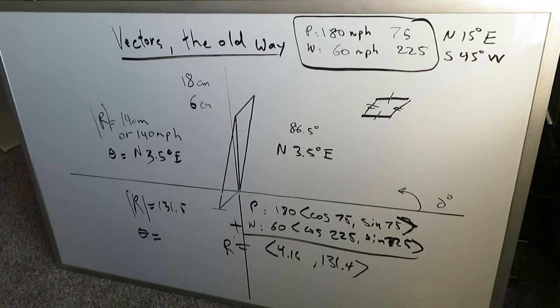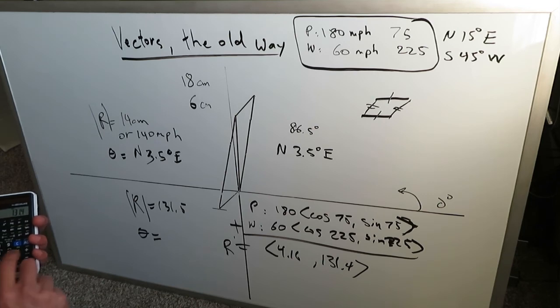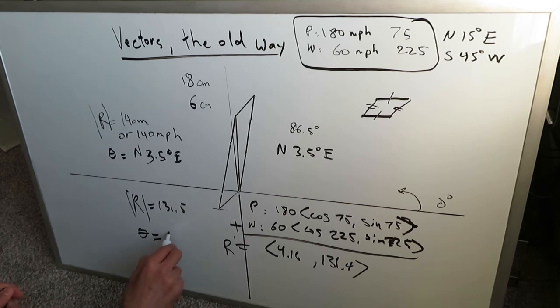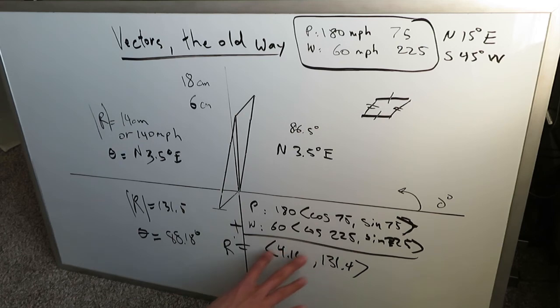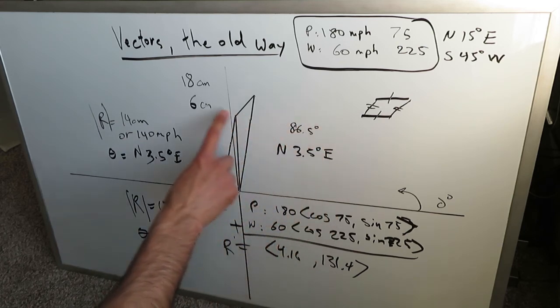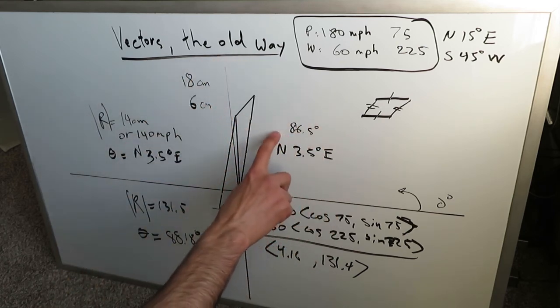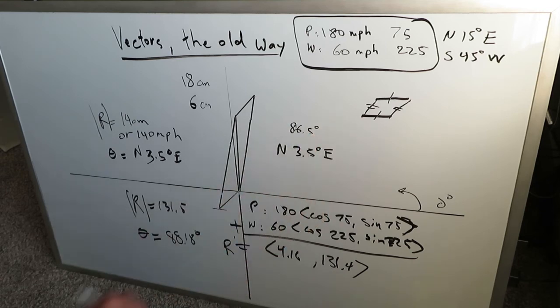My angle is arctan of the y divided by the x value. 131.4 divided by 4.16, inverse tan, I get 88.18 degrees. Now look how far we deviate from our true answer. This right here is our true answer. Look how far we deviate using the old way. I had an angulation of 86.5, but I'm getting an angle of 88.18, so I'm slightly off.